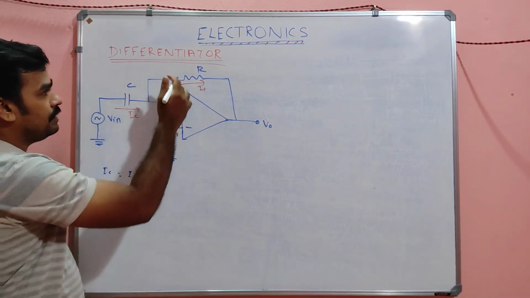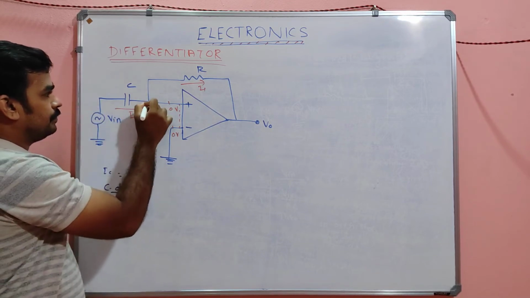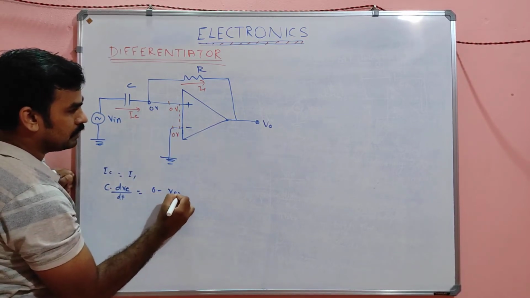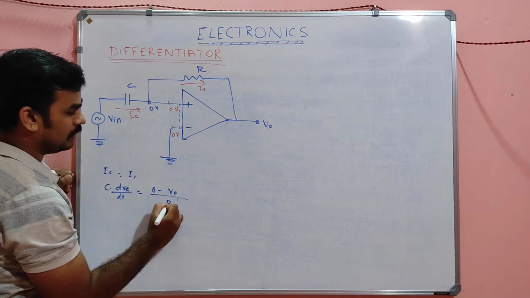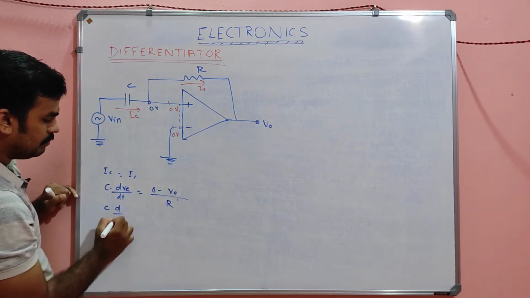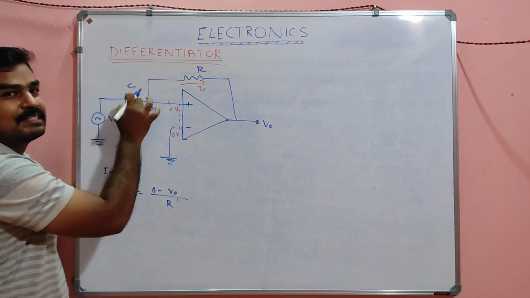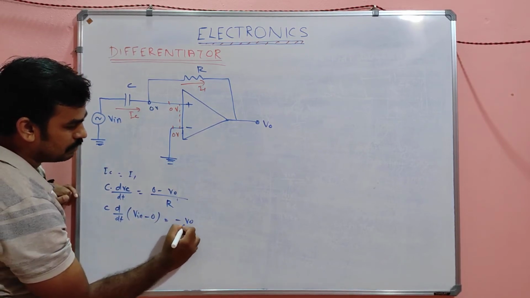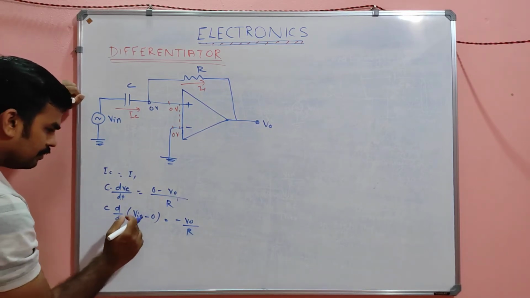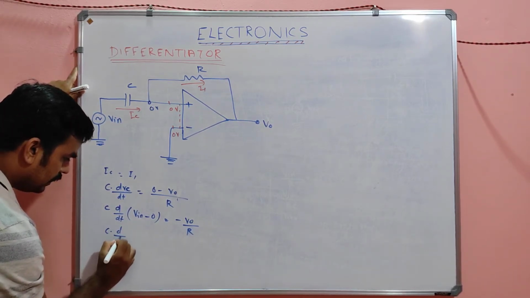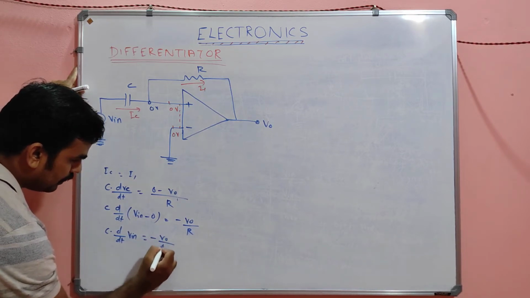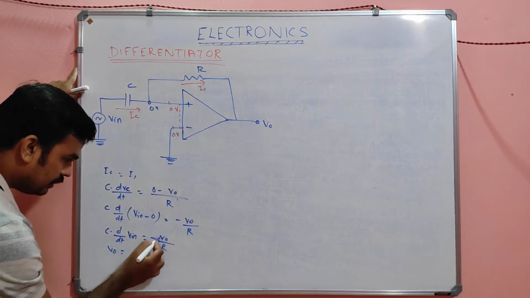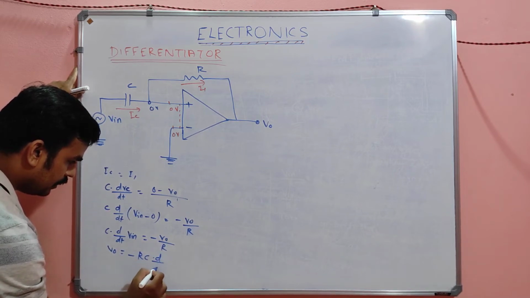Same equation. And I1 is nothing but, suppose here it is 0 volt. I1 is nothing but 0 minus V out, simply V0 divided by R. So I can write C into d by dt of VC, which is the voltage across the capacitor, which is V input minus 0, equal to minus V0 by R. Am I right? Or in other words, C into d by dt of V input is equal to minus V0 by R. Or simply I can write V0 equal to minus RC into d by dt of V input.